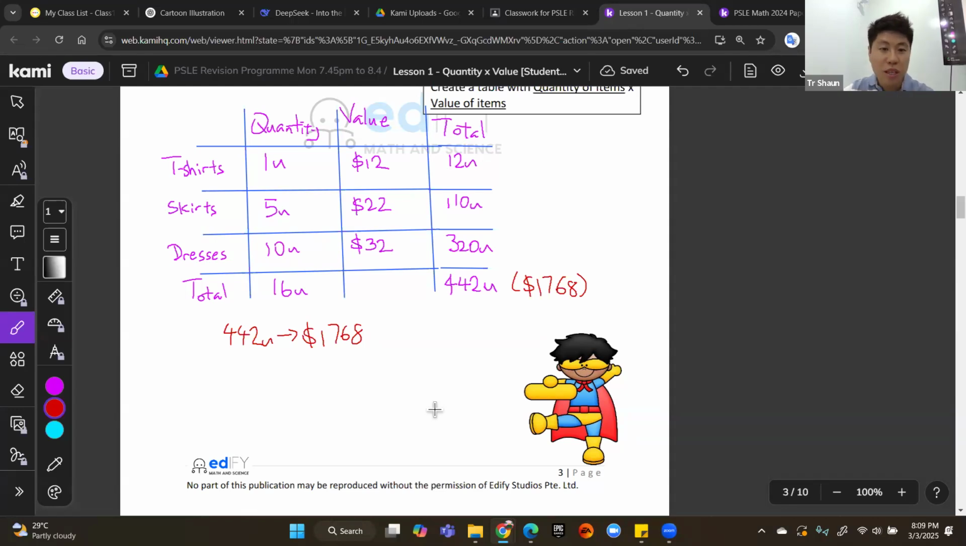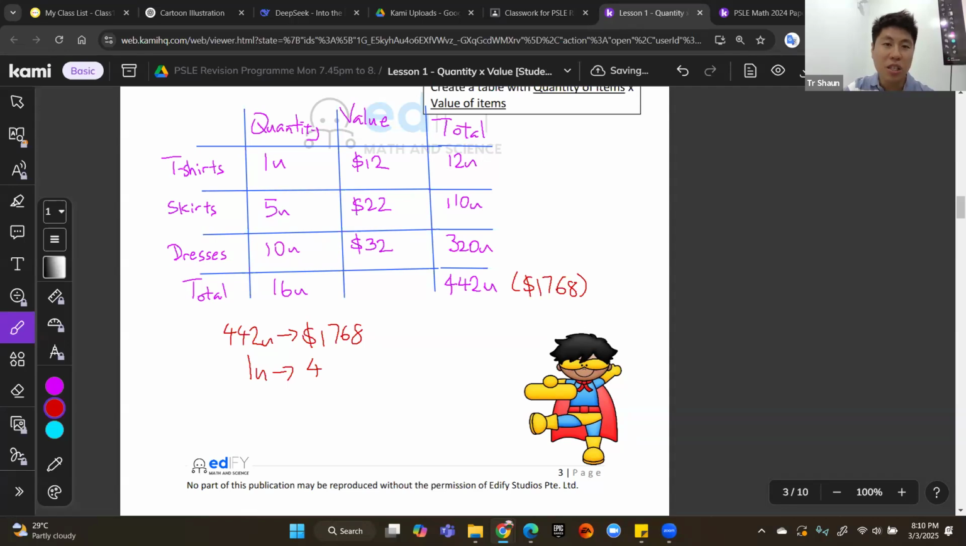So 442 units, 1768. I want to find one unit. Make sure you are able to divide it. Can someone help me press your trusted calculator to tell me one unit is how much? Do you all have your calculators with you? 4. Yes, thank you, Michael. So one unit is 4.